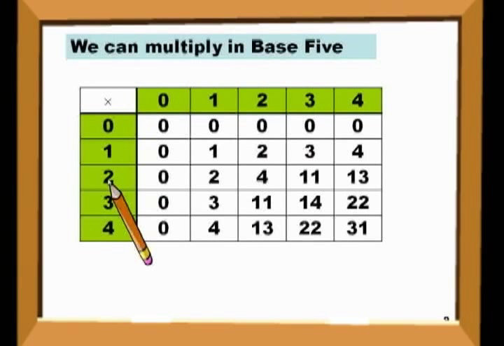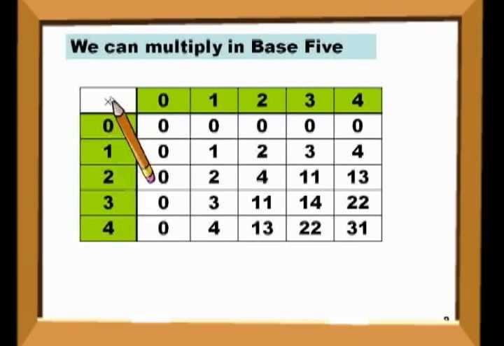Now let's multiply by 2. 2 multiplied by 0 would give us a 0. 2 multiplied by 1 would give us a 2. 2 multiplied by 2 would give us a 4. 2 multiplied by 3 would give us a 6. And remember, we cannot see the digit 6. Now in the base 5 system, remember, 6 is written as 11. And when we go to 2 multiplied by 4, we have 8, and 8 is written as 13.